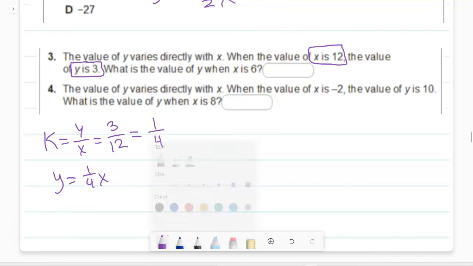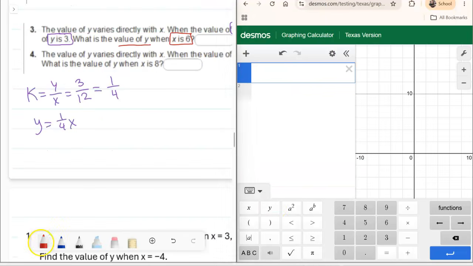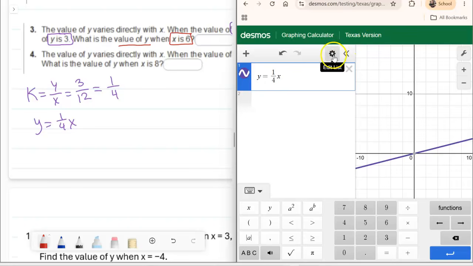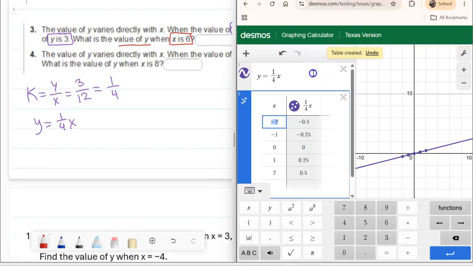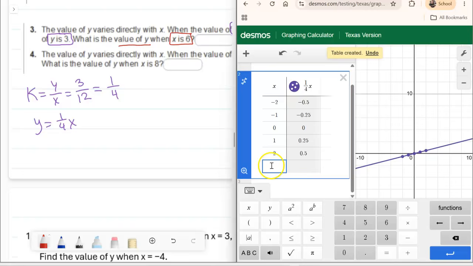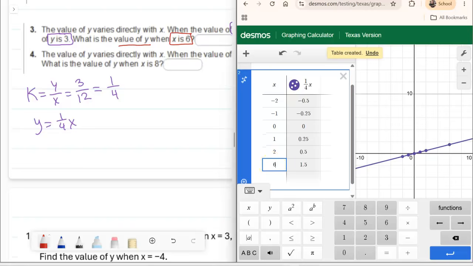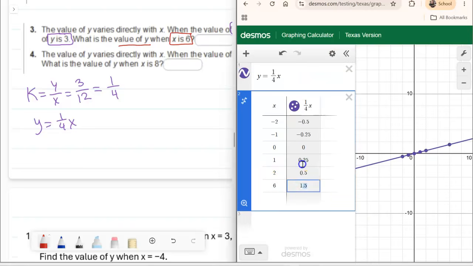And it's asking me now, what is y when x is 6? Y equals 1/4 x. Hit the little gear setting. Open up the table and type in 6 and see what it gives you right here.